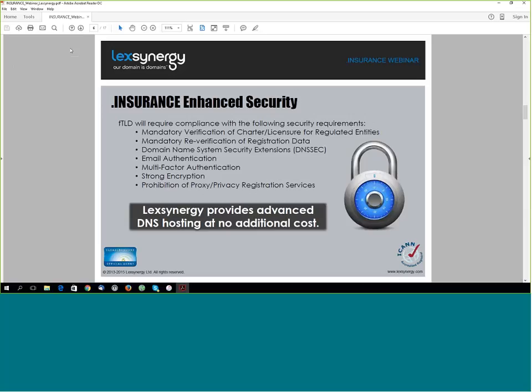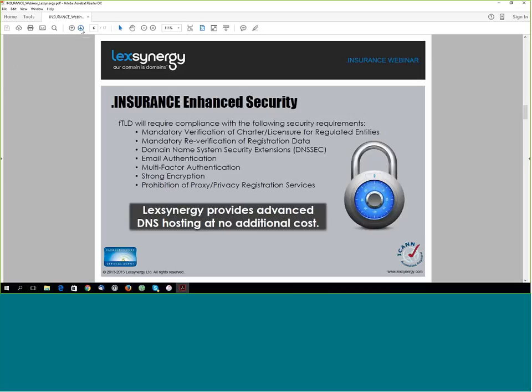So, talking about .insurance's enhanced security, we mandate a number of practices that are the responsibility of either FTLD as the registry operator, our contracted registrars such as Lexsynergy, or the end user, those entities that would buy .insurance domain names. And so it could be an insurance company, a carrier, an agency, a brokerage. We have a couple of different categories of eligible registrants, and I think Daniel will get into that a little bit more in his talk.